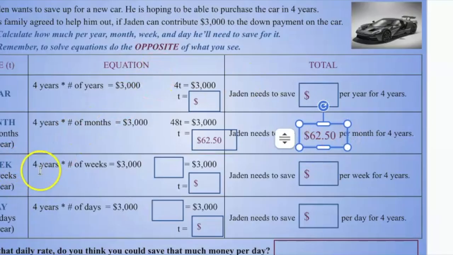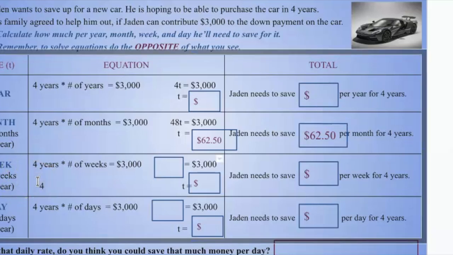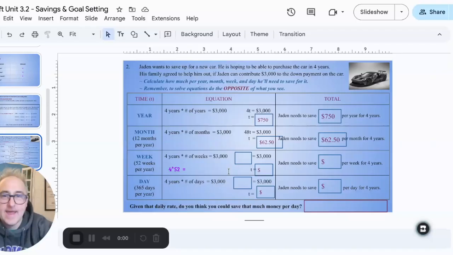Next question. Weeks. We're going to take 4 years times the number of weeks. There's 52 weeks in a year. So you need to take 4 times 52 to figure out what the t side is. Look, the box is blank this time, so you're going to have to do it on your calculator. As we continue on here, we have 4 years and we're saving for 52 weeks each year. So how many total weeks is that? We need to know the number of total weeks so we can divide our $3,000 to see how much we need to save per week.